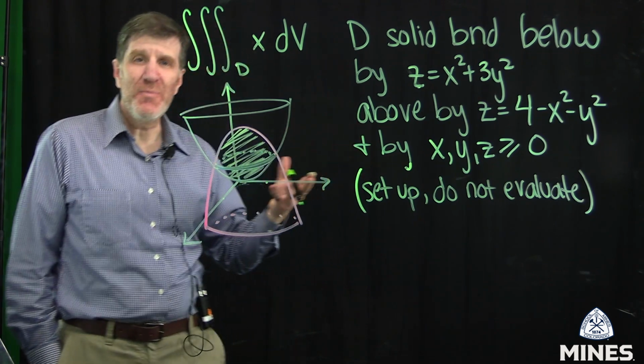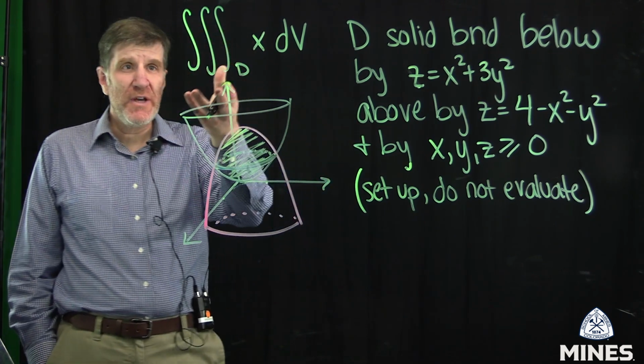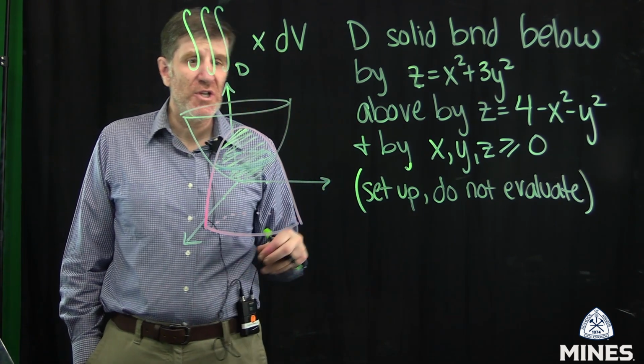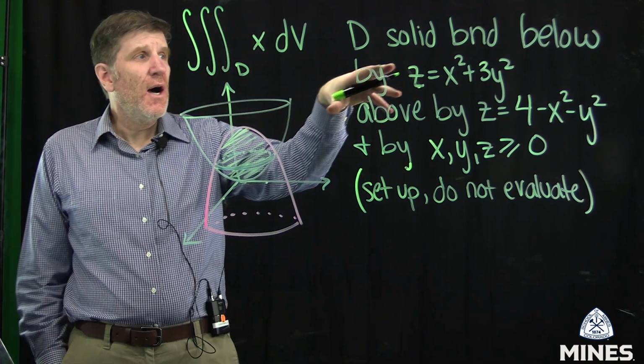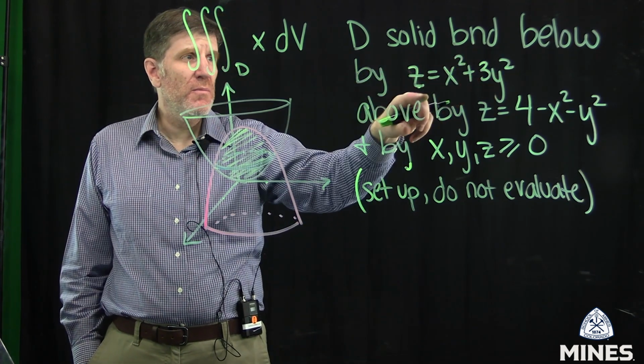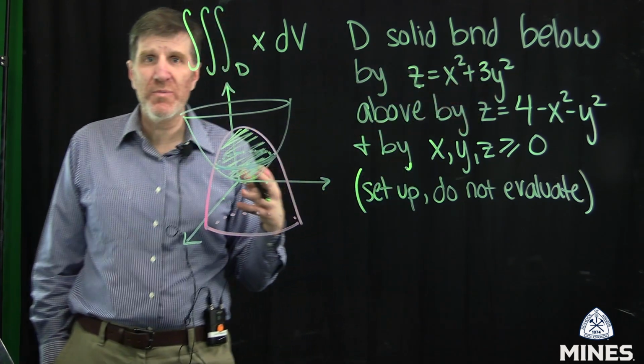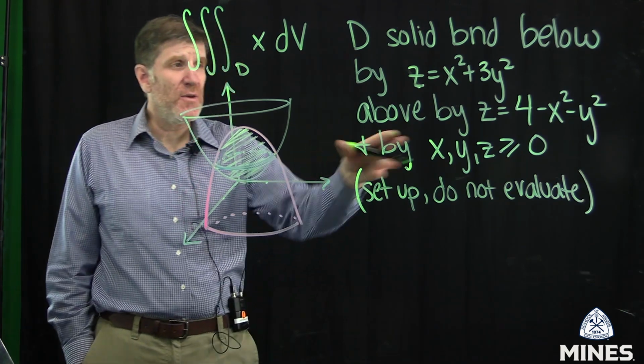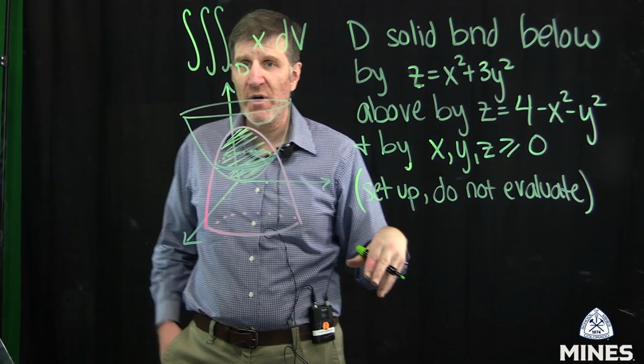Okay, let's do a first example of a triple integral. We're going to find the triple integral of x over a region D. D is going to be the region, the solid that's bounded below by the paraboloid z equals x squared plus 3y squared, and above by the paraboloid z equals 4 minus x squared minus y squared.